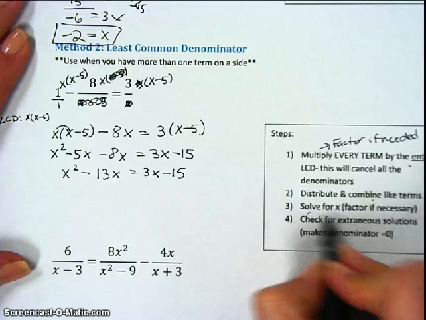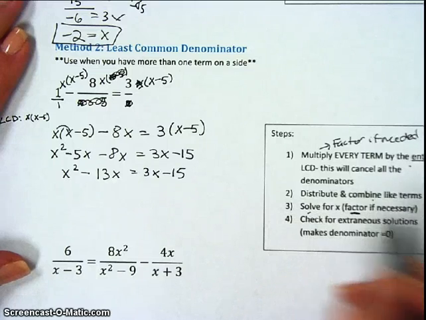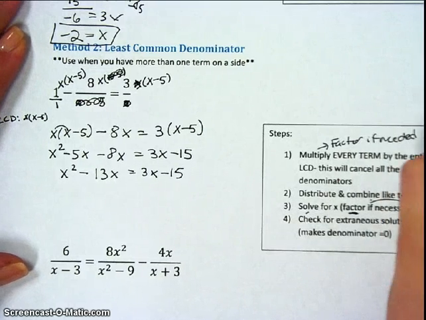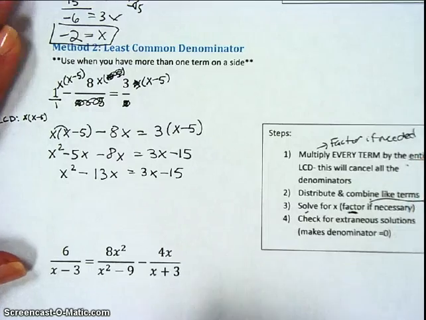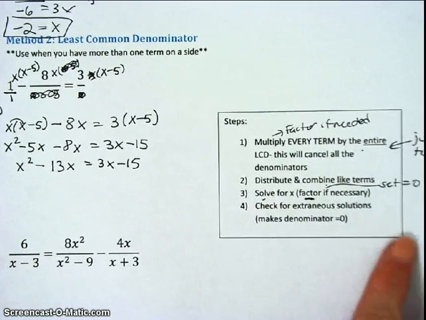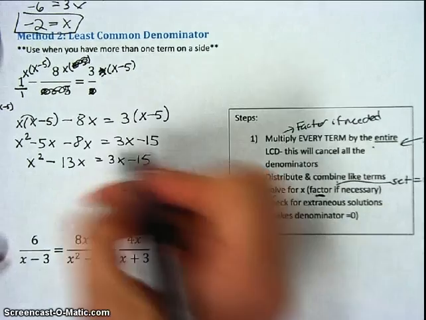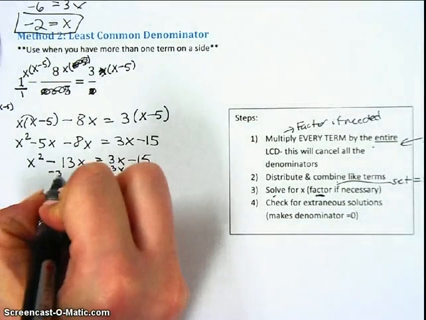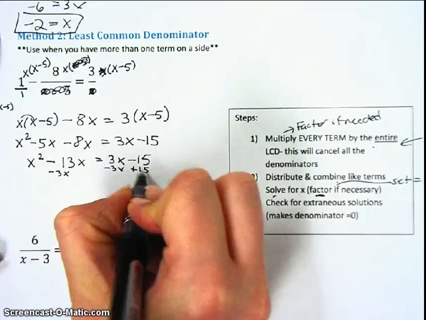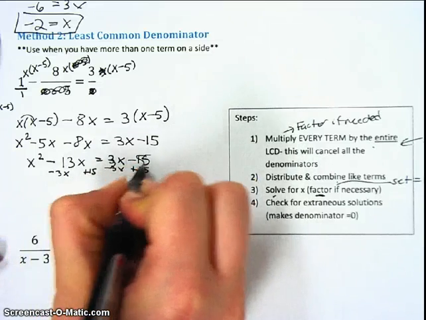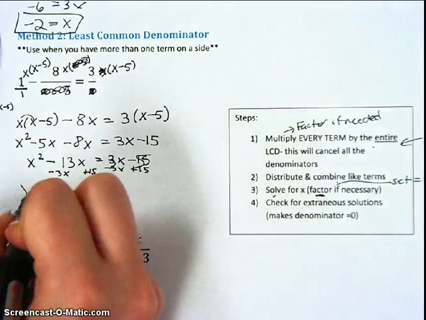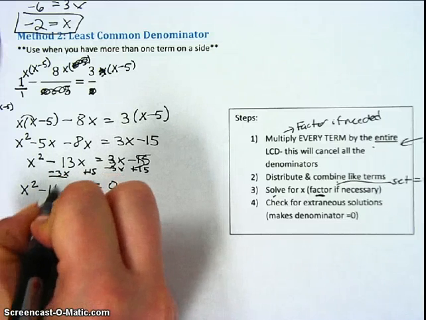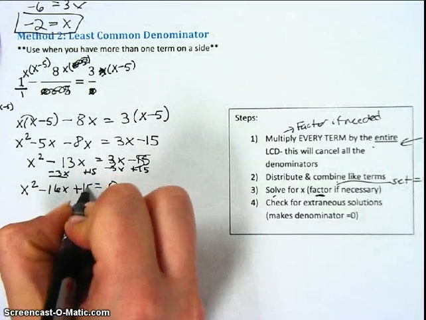In order to solve this, since we have an x squared, we're going to need to factor. So we'll set equal to 0. Okay, that's only if you're factoring. Sorry, that says set equal to 0. So we'll subtract 3x. We're also going to add 15. So those will go away. 0 equals x squared minus 16x plus 15.